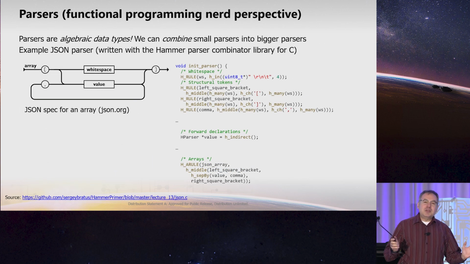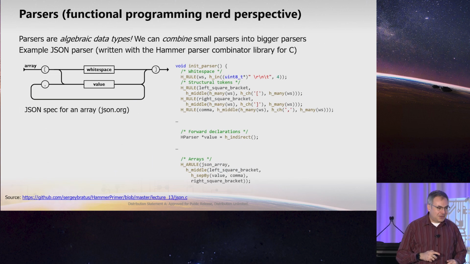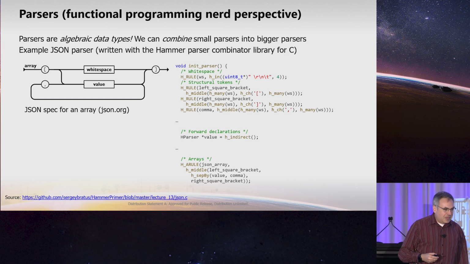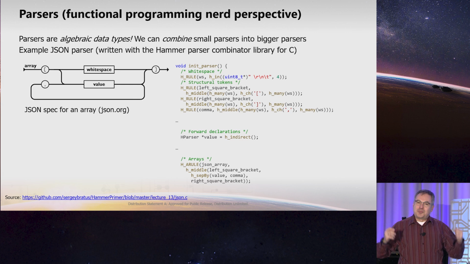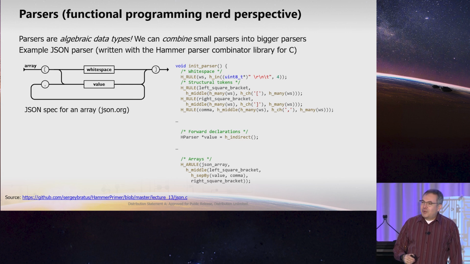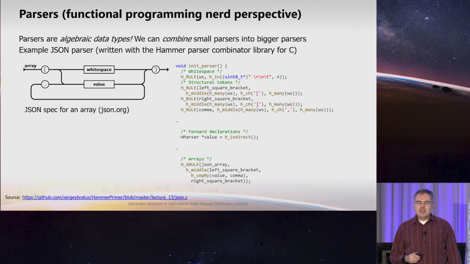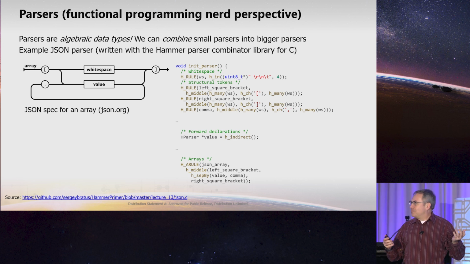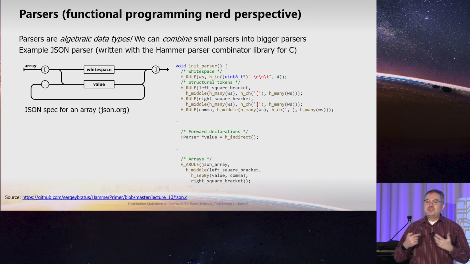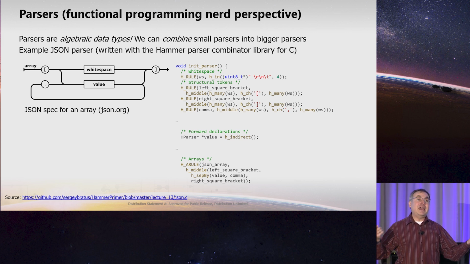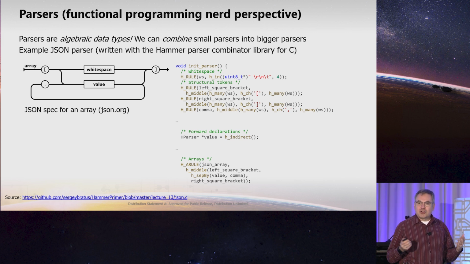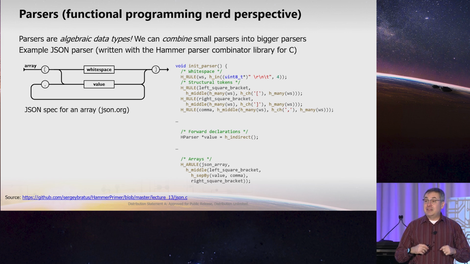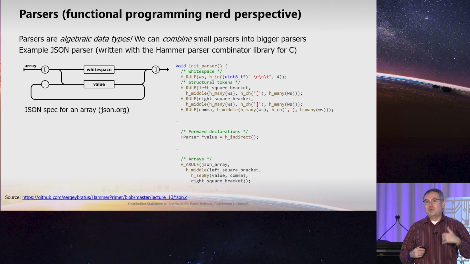Okay, I will briefly become a functional programming nerd. For those of you who are not software engineers, don't panic. Parsers are algebraic data types. You might be like, what? And what that means is that we can construct software by treating parsers as objects, that small parsers can be combined into bigger parsers. And this is a great way of specifying a parser, and we have tools that can then efficiently run with that.